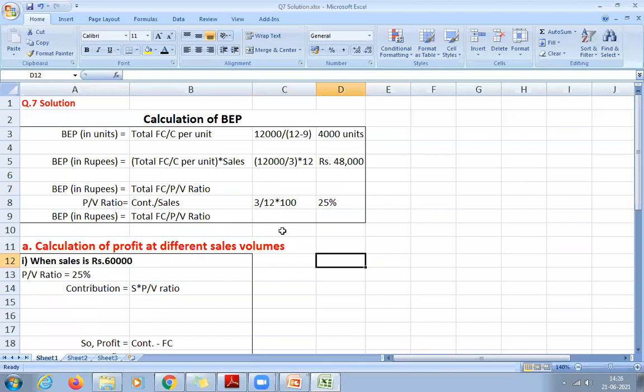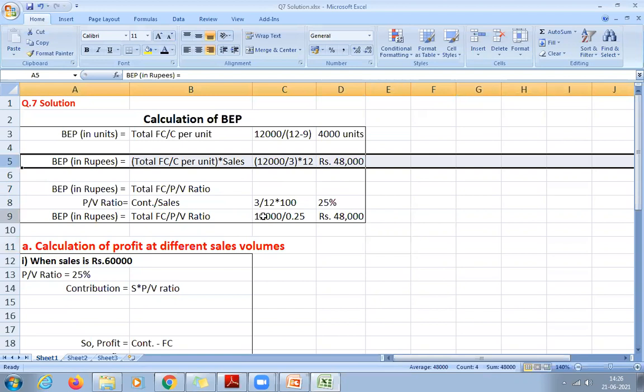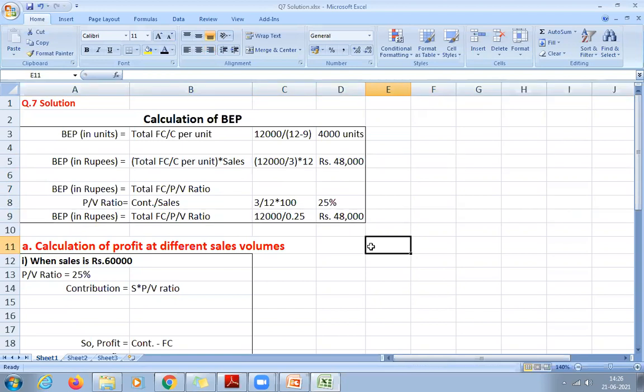Now apply this in the formula: fixed cost divided by PV ratio. The fixed cost is 12,000, so 12,000 divided by 25%, that is 0.25. How much will you get? 48,000. Did you get the same answer? You can use this formula or the other one, you'll get the same answer, 48,000. So now we learned how to calculate break-even point in units, in rupees, and how to calculate break-even in rupees using the PV ratio, and also how to calculate the PV ratio.